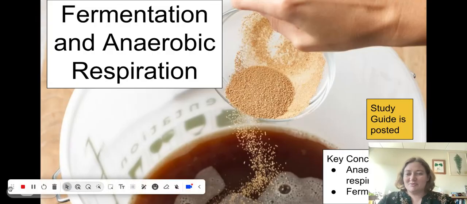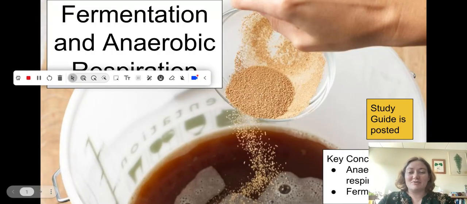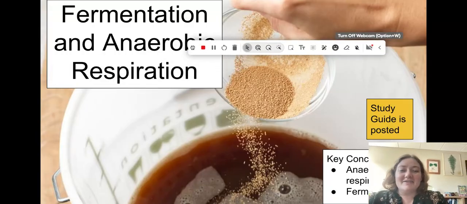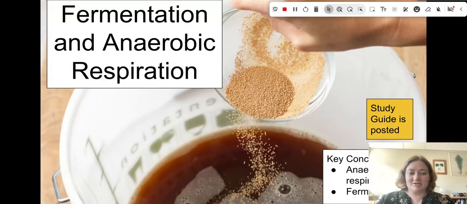All right, so we're going to talk about fermentation and anaerobic respiration for the first part of this lecture. And then the second part, we're going to start talking about photosynthesis, particularly the anatomy of a chloroplast.